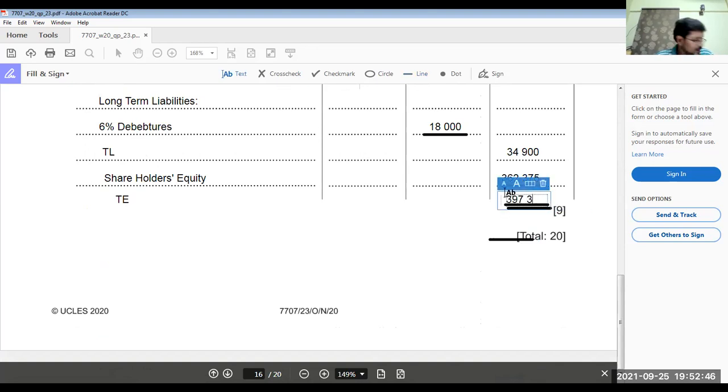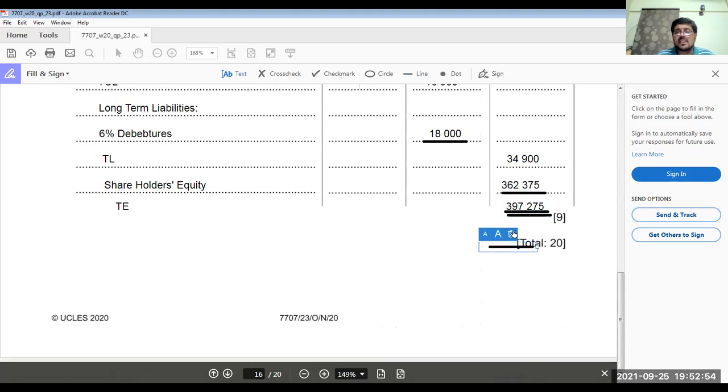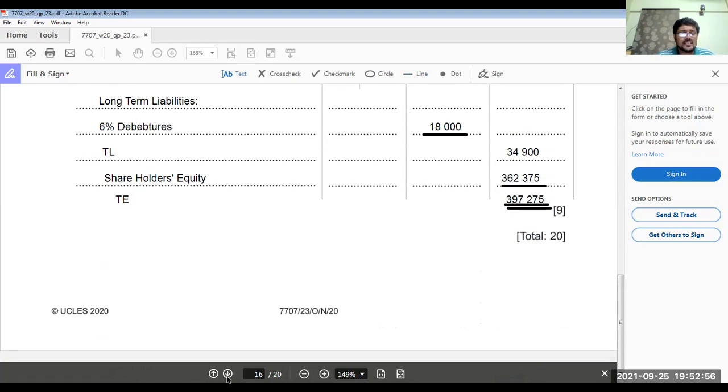3,972. Oh, so Zafar got full marks, mashallah. 9 out of 9. Okay.